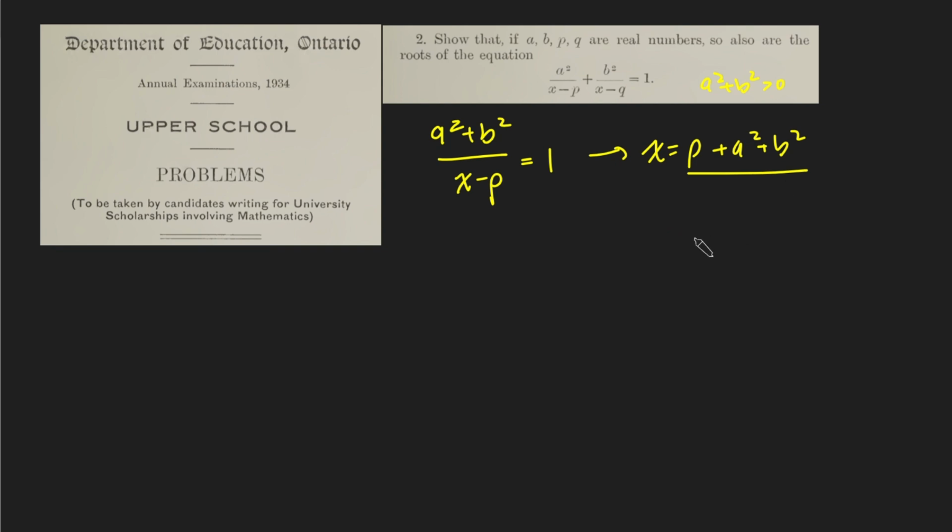And this, of course, is clearly a real number because p, a, and b are all real numbers. And so this is definitely a real solution. And so that proves that if p and q are the same, this equation does indeed have real solutions. And so that bit's done. So now we can assume from here on that p and q are distinct numbers.